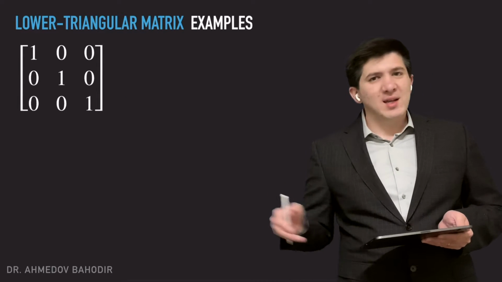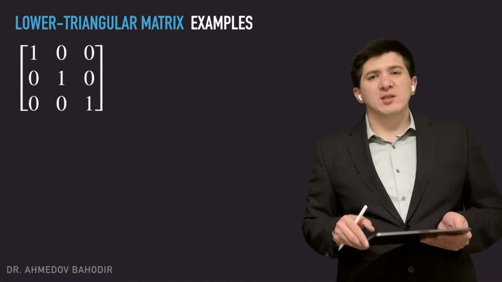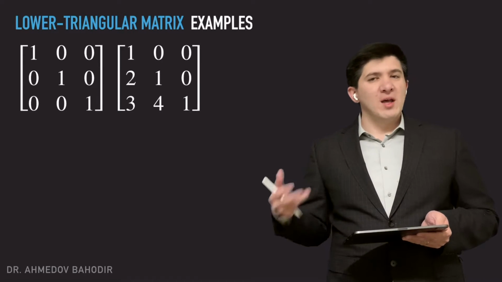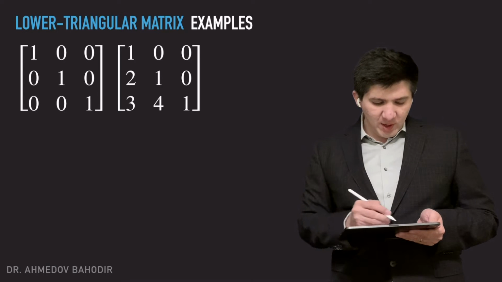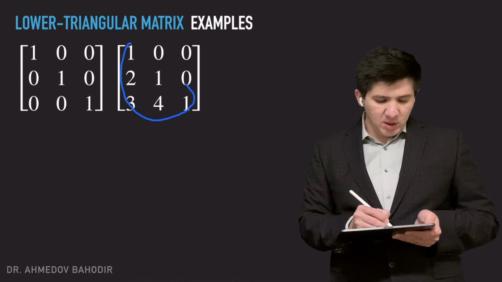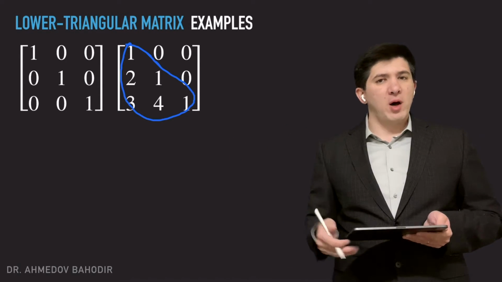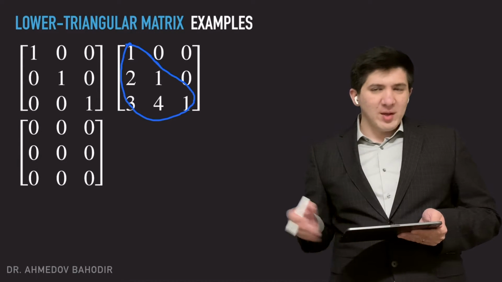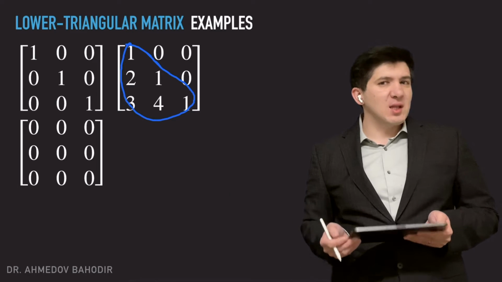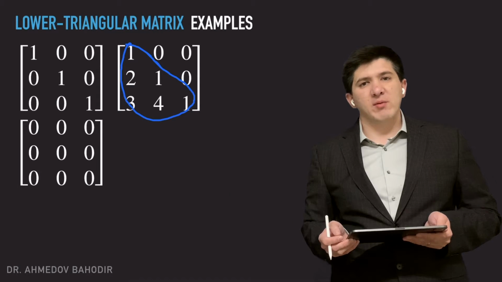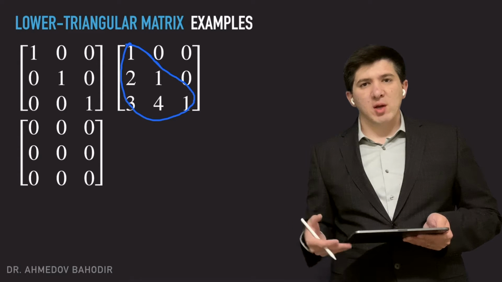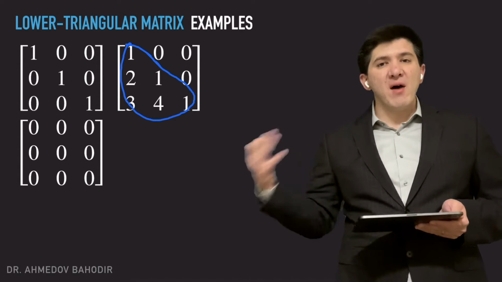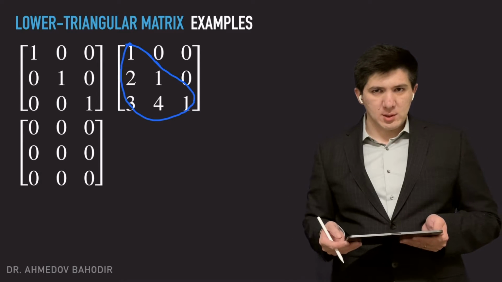So again, the identity matrix would be a good example of a lower triangular matrix. Or maybe this example is more intuitive, because you've got non-zero entries here on the lower part, below the diagonal entries. But if everything is zero, it can again be considered a lower triangular matrix as well, because it fulfills the requirements of the lower triangular matrix: all the entries above the diagonal are equal to zero.